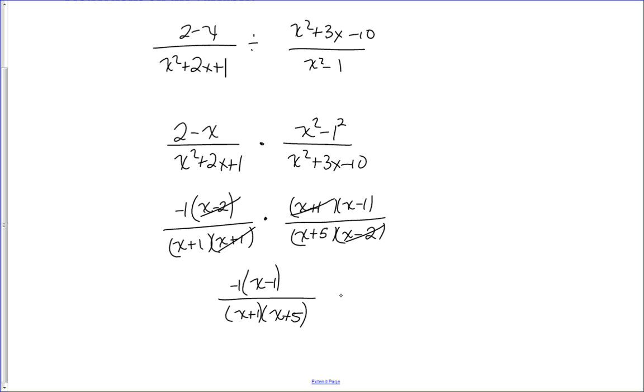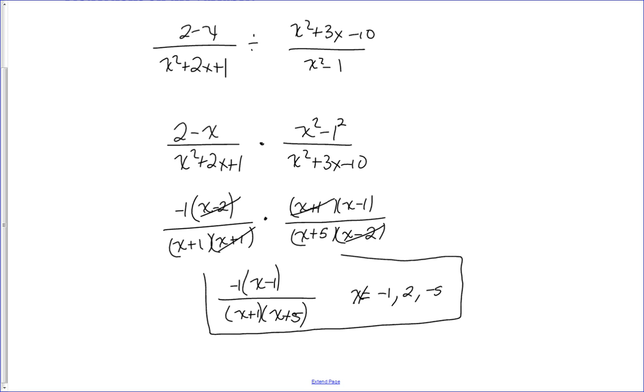And don't forget to state your domain restrictions. X cannot equal, we canceled out an x plus 1, so set it equal to 0, solve for x. X cannot equal negative 1. We canceled out an x minus 2, set it equal to 0, solve for x. X can't equal 2. And then, of course, we still have this x plus 5 here. This x plus 1 and this x plus 1 will both be the negative 1, so we don't have to do this one again. But we still have this x plus 5 here, so x cannot equal negative 5. So this would be your final simplified answer.